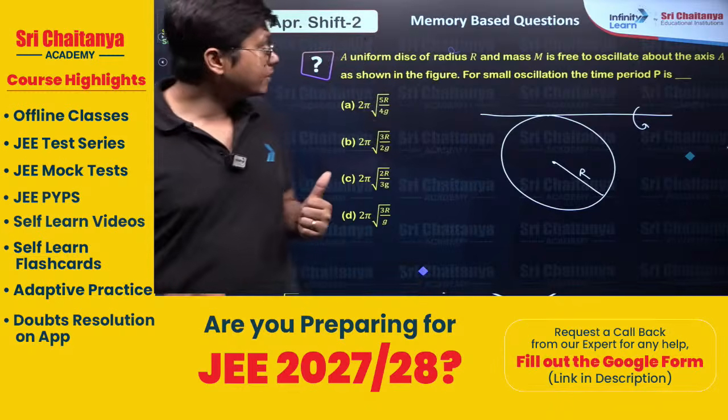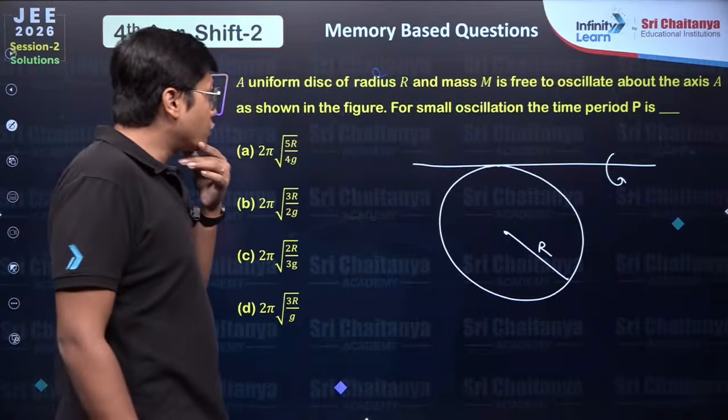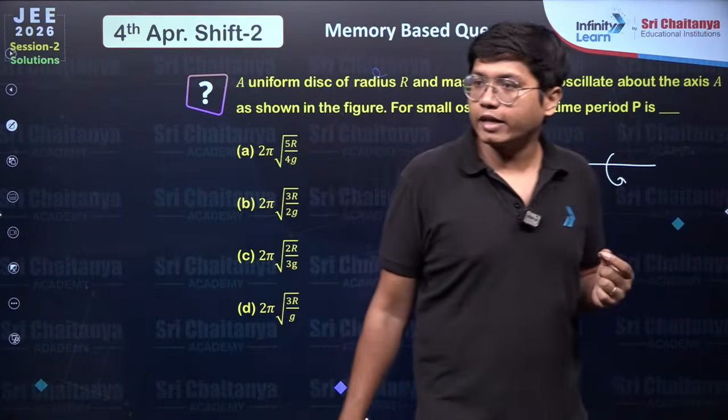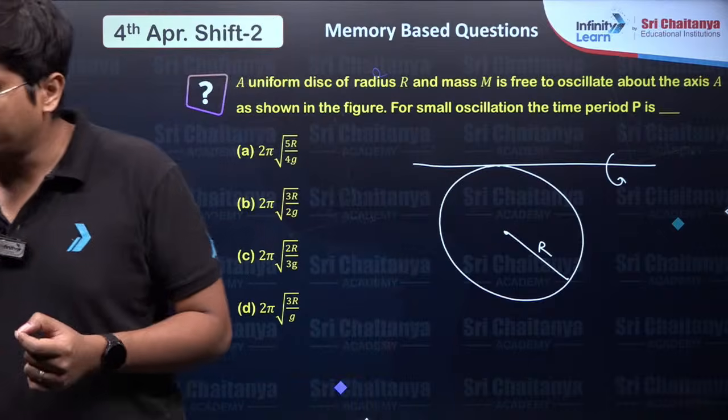Please tell me if the diagram is correct. Mass M, radius R, free to oscillate about the axis as shown. For small oscillations, the time period is. Confirm to me if this is the diagram.